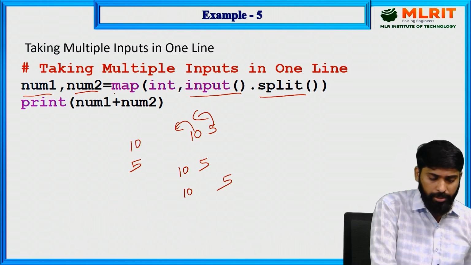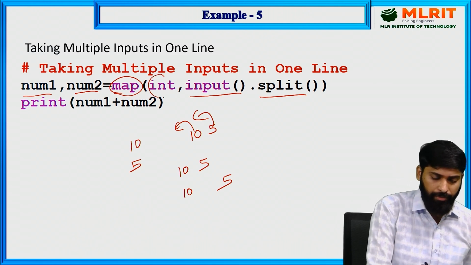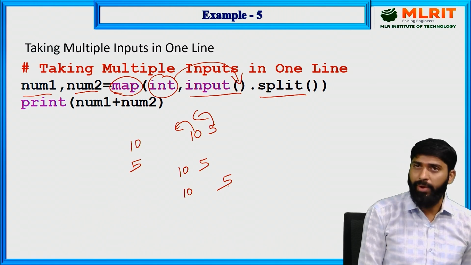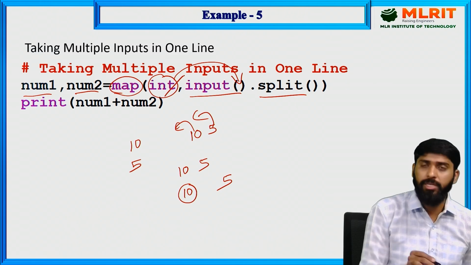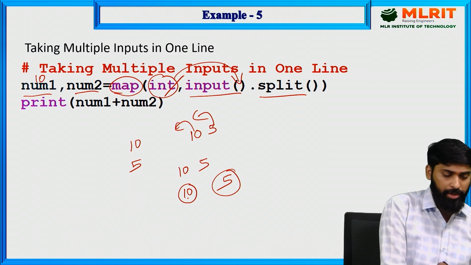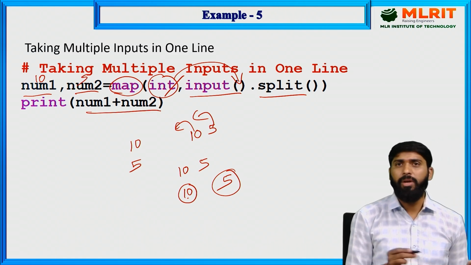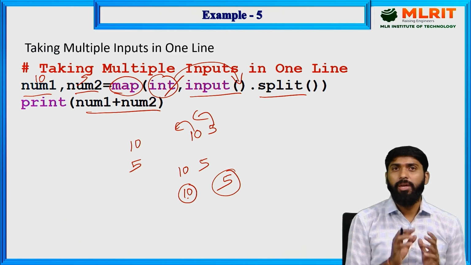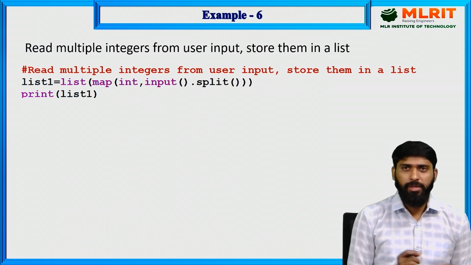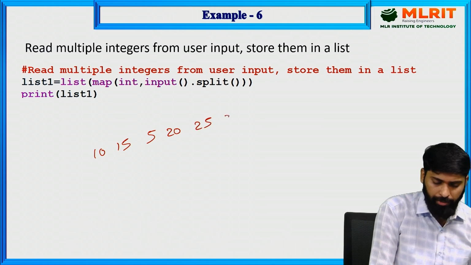Now this map function is used to apply some iteration. So this is the int function I am going to apply on this data. Now 10, 5. Now 10 is converted as an integer, 5 is converted as an integer. And 10 is assigned to num1, 5 is assigned to num2. Now I am going to print num1 plus num2, addition of two numbers. In this way, you are going to read the values in a single line. So coming to another example. For example, this is the data 10, 15, 5, 20, 25, 35.